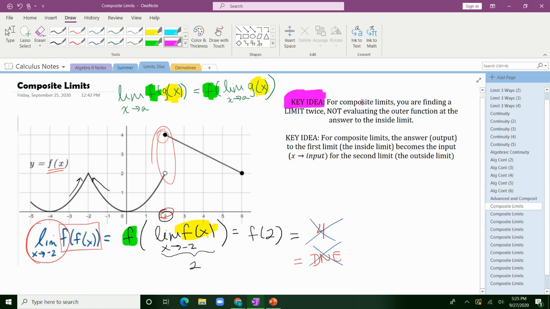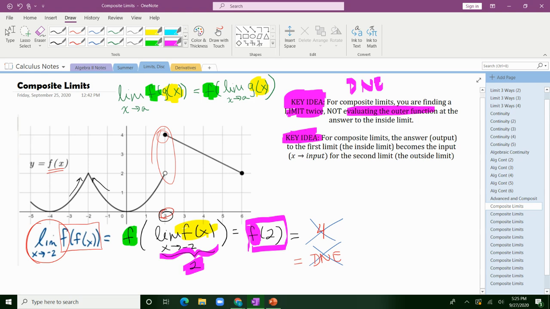When we're doing composite limits of this type where one of the limits does not exist, then what you're doing is you're finding a limit twice. You are not going to evaluate the outer function at the answer to the inside limit, which is exactly what I did here. I tried evaluating the outer function at whatever the limit was, which was 2. So you can't do that whenever you have a jump discontinuity and one of the functions is not continuous.